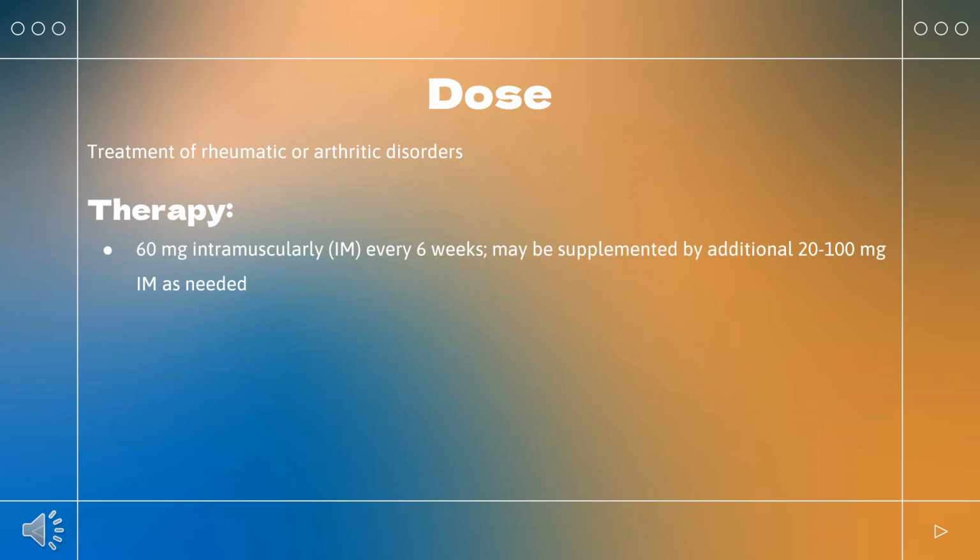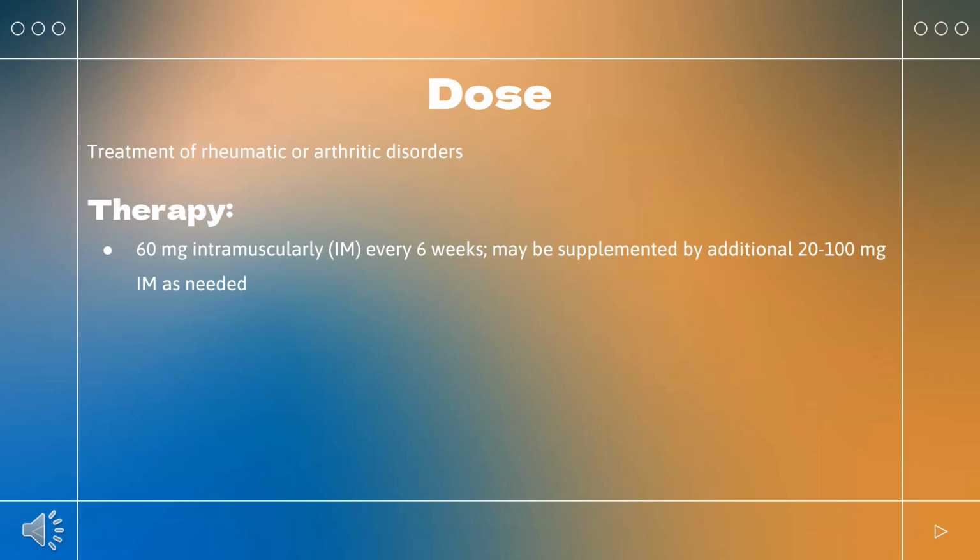Pediatric. Treatment of rheumatic conditions. 0.11 to 1.6 mg/kg/day intramuscularly, IM, divided every 3 to 4 hours. Children 6 to 12 years, 0.03 to 0.2 mg/kg IM every 1 to 7 days. Children over 12 years, 60 mg IM every 6 weeks, may be supplemented by additional 20 to 100 mg IM as needed. Children over 12 years, intralesional injection, 10 mg per milliliter suspension, 1 mg per injection site 1 or more times weekly, not to exceed 30 mg per day.